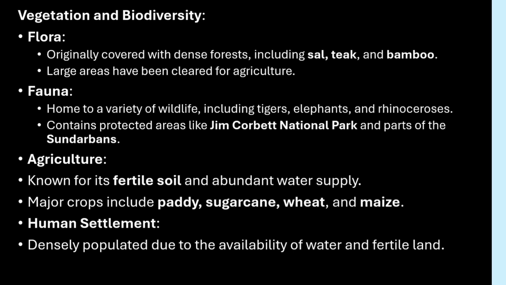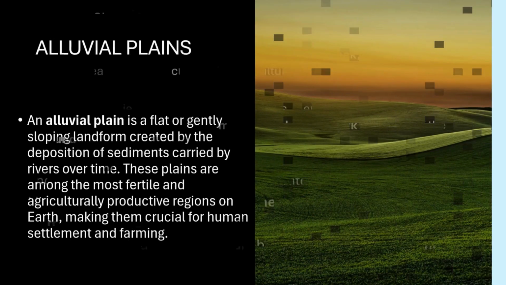Flora: covered with dense forests and has a huge possibility for agriculture. Fauna: home to wide variety of tigers, elephants, and rhinoceros, contains protected areas like Jim Corbett National Park and Sundarbans, known for its fertile soil, paddy, sugarcane, wheat, and maize, and this place is densely populated.